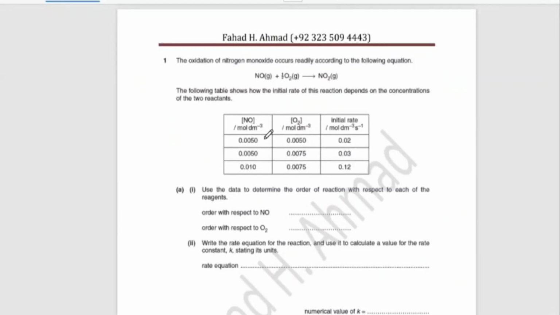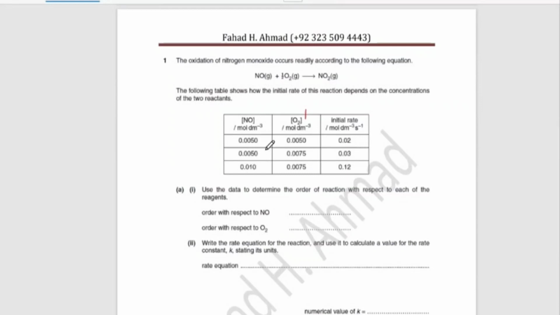If you compare experiments 1 and 2, तो O2 is कितने times है? That's 1.5 times, right? This one, first two में. And what happens to the rate? That's also 3 divided by 2, that's 1.5 times, right? So there's 1.5 times increase, 1.5 times increase, so that's order 1, right? Clear है कि experiments 1 and 2, if you compare, 1.5 times increase, 1.5 times increase. Is that clear? Yes, sir.